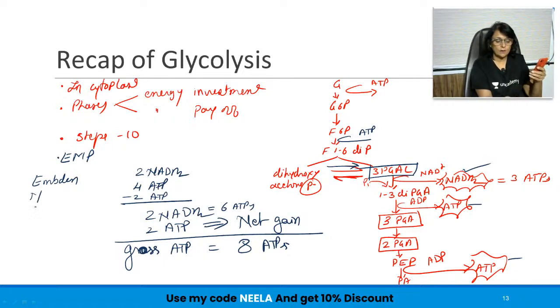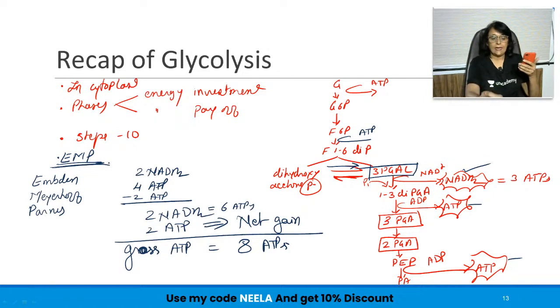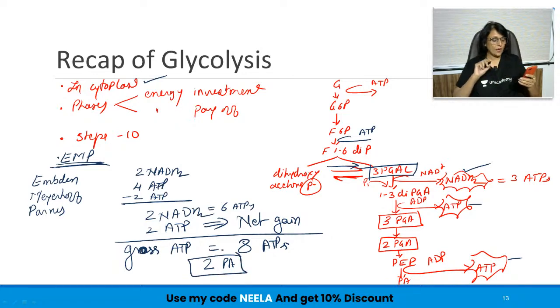Then M stands for Meyerhoff. M-E-Y-E-R-H-O-F-F. And P stands for the third scientist, that is Parnas. And that is why the pathway is called EMP. It takes place in cytoplasm. It is completed in 2 phases and 10 steps. 5 steps in first phase and 5 steps in another phase. And at the end, we will get 2 molecules of pyruvic acid. Okay? Parnas, P-A-R-N-A-S. Alright, now let us come to the link reaction.